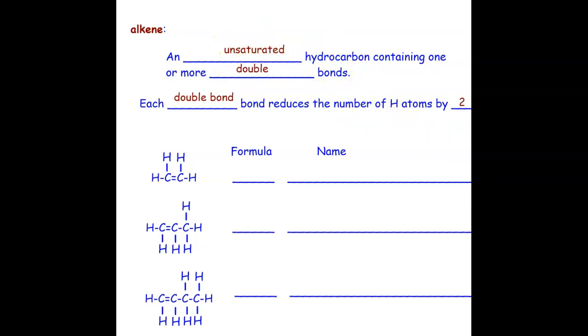You might have heard saturated and unsaturated when talking about fats. Well, this is how they got those names. Unsaturated fats, which are healthier for you, have one or more double bonds, while saturated fats have all single bonds between carbon atoms.